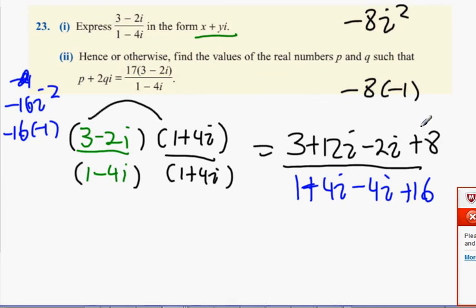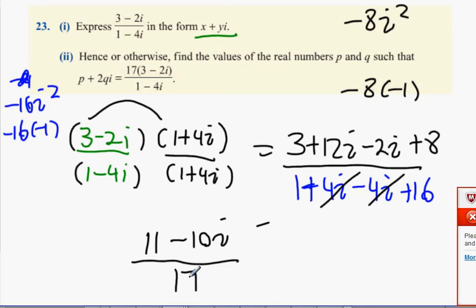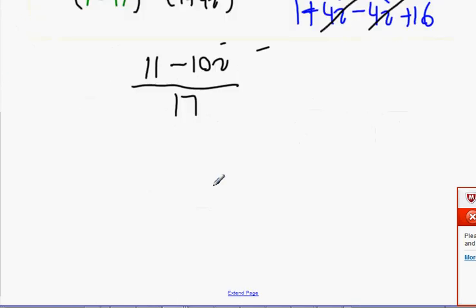3 plus 8 is 11. 12i minus 2i is 10i. Then on the bottom, the 4i is going to cancel, and it's 1 plus 16 equals 17. A lot of people might be inclined to think they've gone wrong, because nothing cancels top and bottom, but you're allowed to do this with fractions. If they're both over the same denominator, you can say 11 over 17 and minus 10i over 17. You're allowed to split the denominator.